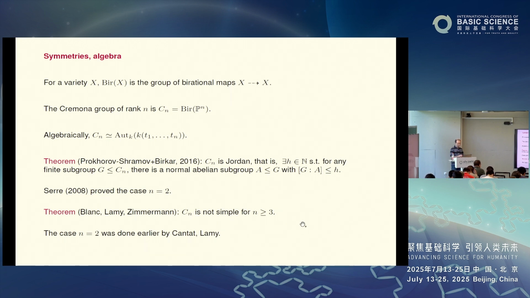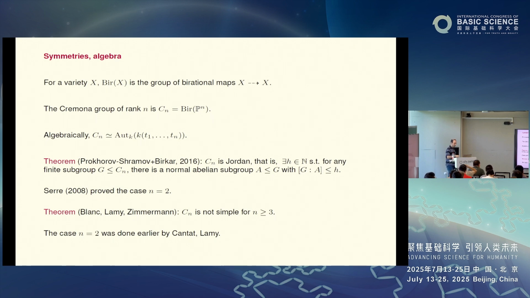And another fact about these groups, again, quite hard to prove, is that they are not simple. So that means that they have non-trivial normal subgroups. And this was proved by Blanc, Lamy, and Zimmermann. But these statements are not proved purely algebraically. They are proved using algebraic geometry. You relate the problem to a problem about, basically, Fano fibrations.